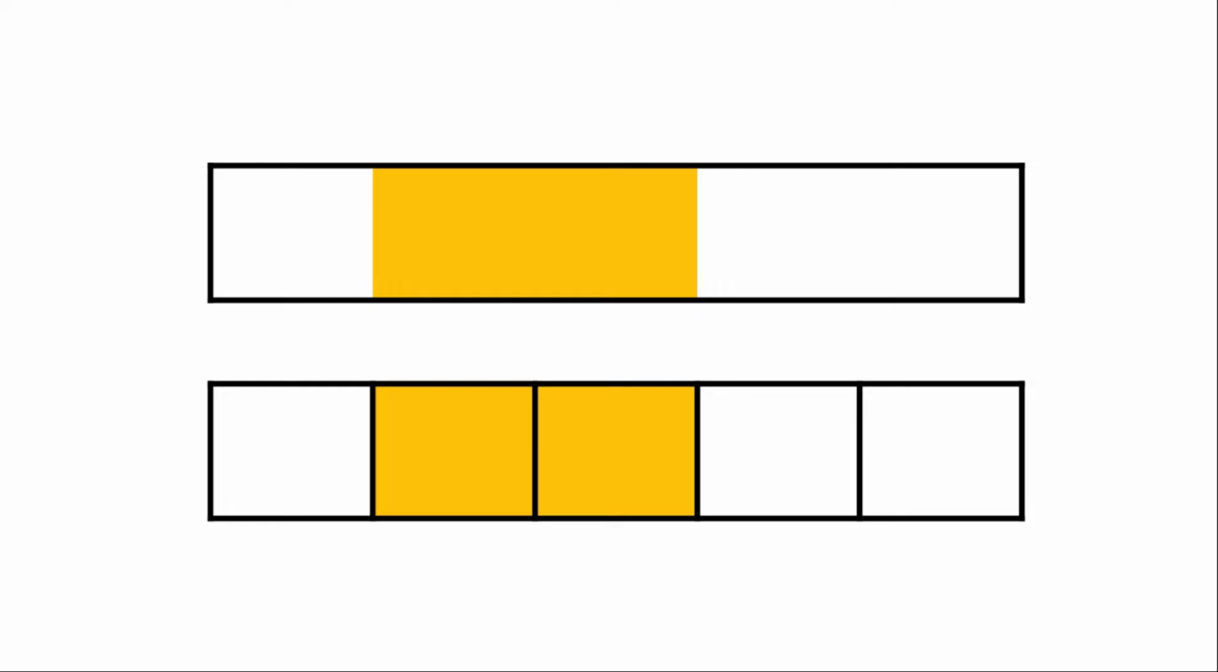Well, the rectangle on the bottom, you can definitely tell what fraction is shaded in. There are 5 equal pieces. 2 of them are shaded in, 2/5. But the rectangle on the top also has 2/5 shaded in. It's just that the equal pieces aren't shown for you. But you can tell because you can compare it to the one on the bottom. You can draw those lines in your mind.